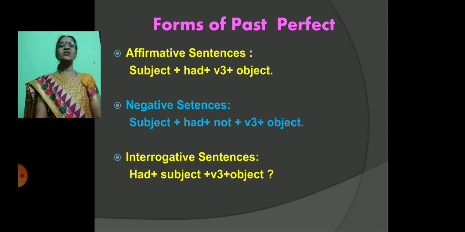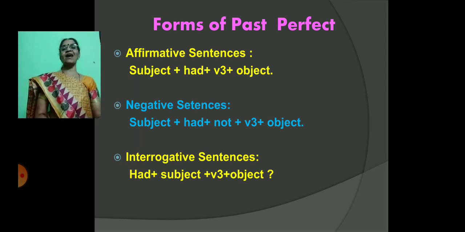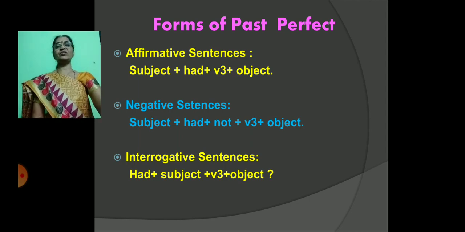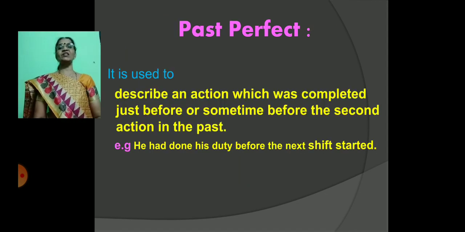Now let's go to the third form of past. That is the third tense, past perfect tense. So the form for affirmative sentence is subject plus had plus V3 plus object. For negative sentences, it is subject plus had plus not plus V3 plus object. And when you are framing an interrogative sentence, you begin with had plus subject plus V3 plus object. For WH question, you have WH plus had plus subject plus V3 plus object. So this is the form you are going to use for past perfect.